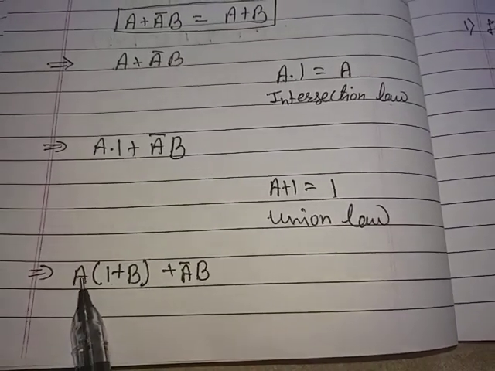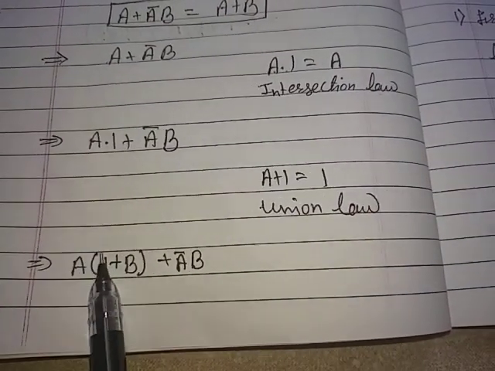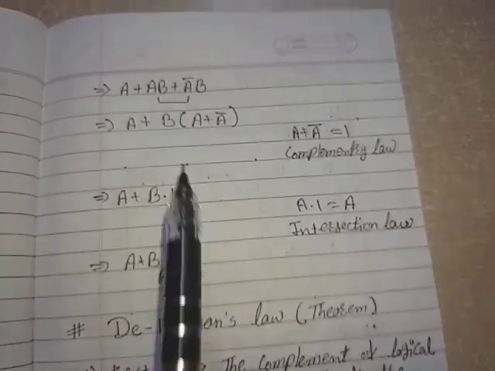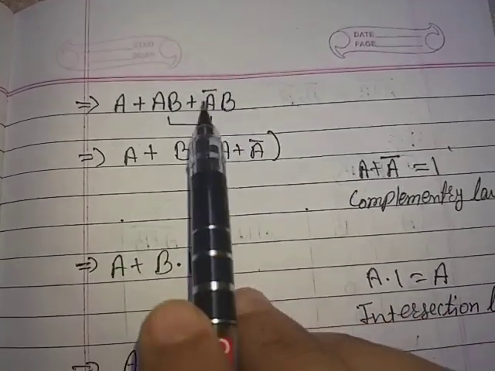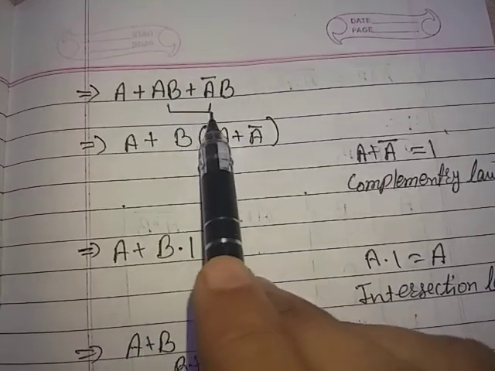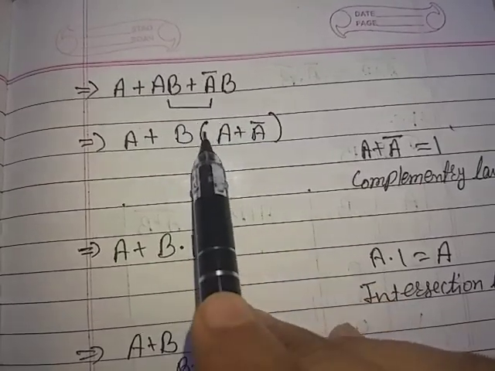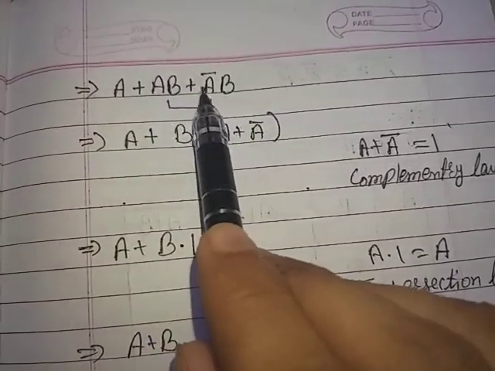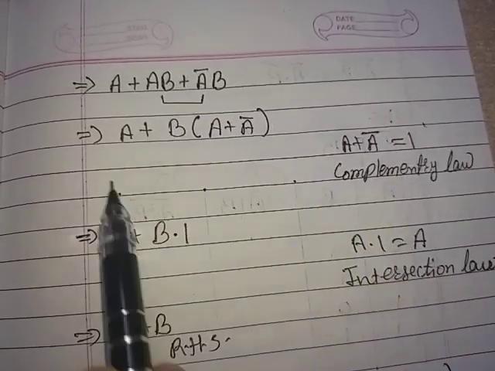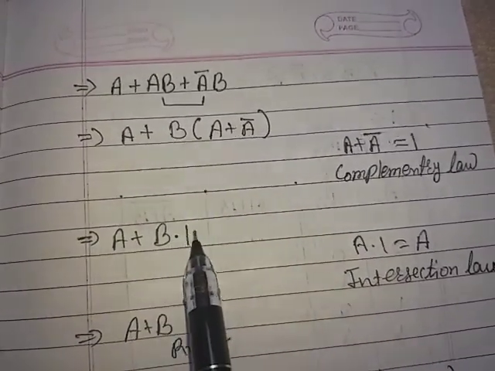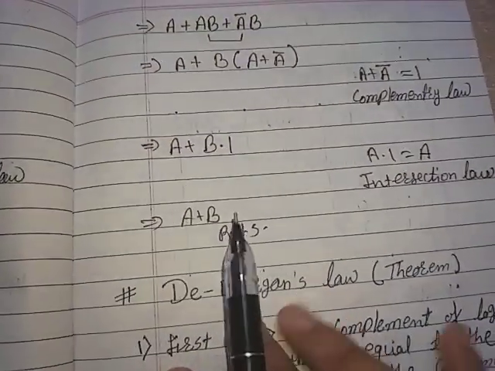Now we are going to open the bracket. So on opening the bracket, what do we get? A plus AB, A plus AB plus A bar B. Now on taking B common from these two terms, what will I get? A plus A bar. As we know from the complementary law, A plus A bar is equal to 1. So what do I get? A plus B dot 1. A dot 1 is equal to A from the intersection law. So what we get is A plus B.